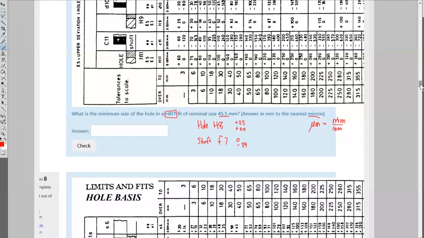All right, what is the minimum size of the hole? So the hole is this one. The smallest hole will be adding 25. The minimum size, the smallest hole adds 25. So that's 45.5 plus 25 microns. That's the number.